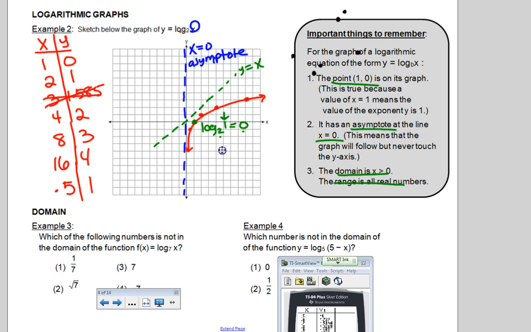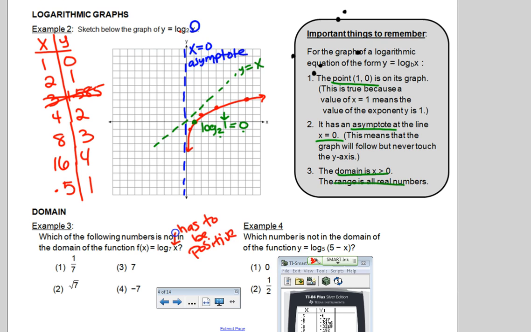Okay, so next problem. Which of the following numbers is not in the domain? Well, if it's in the domain, this spot right there has to be positive. And again, we talked about this when we did solving. So as long as it's positive, it can be in the domain. If it's 0 or negative, it's bad. So on this particular problem, -7 would have been our reject. All the other ones would be fine. You can't have a negative value there.